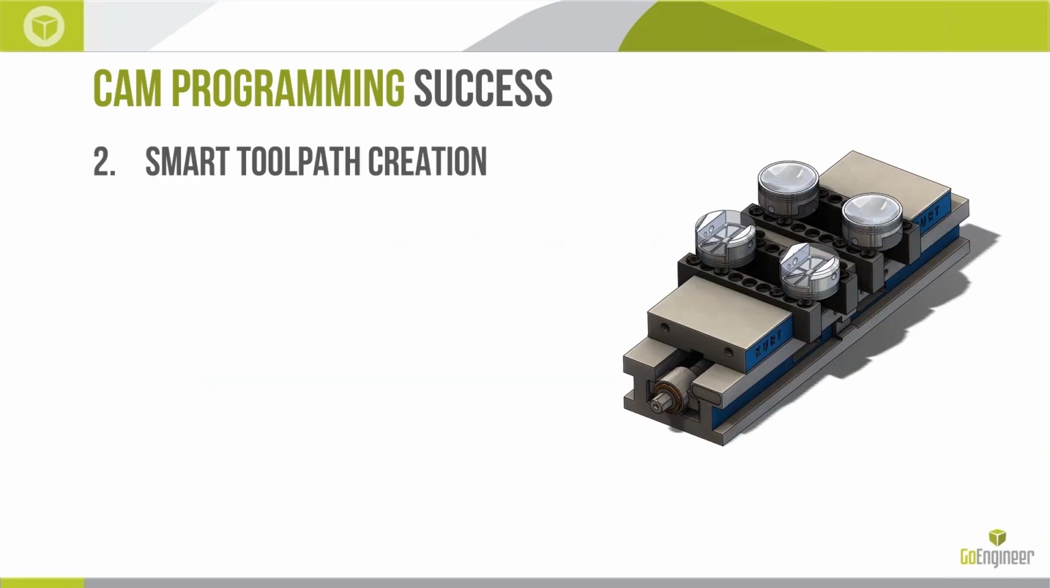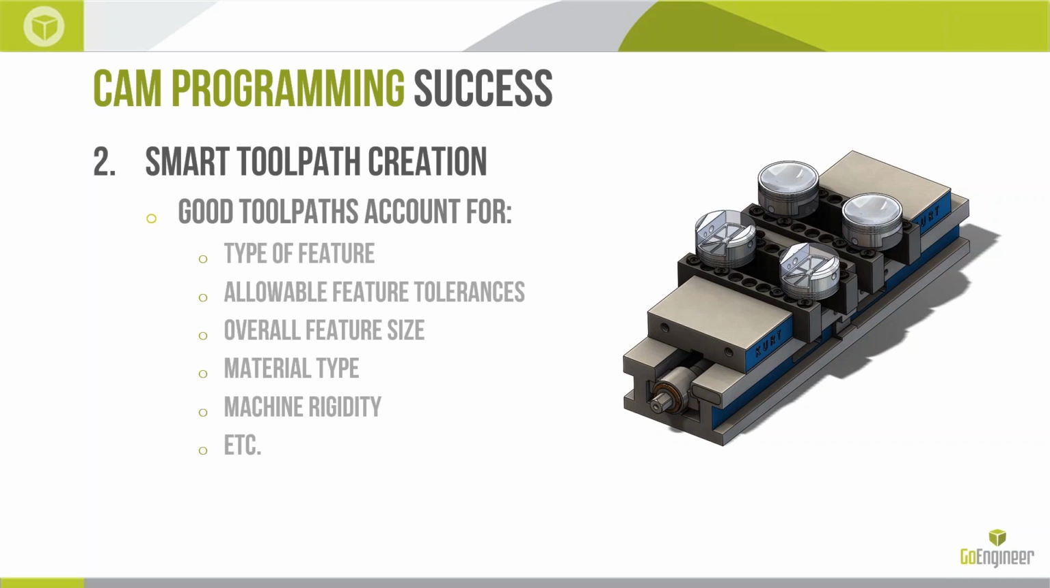Step number 2 to making a CAM program successful for you is it has to create smart toolpaths. So when you're programming by hand, or if you're programming with an operation-based tool, you're looking at the features and you're assessing, what size tool can I fit in that feature? Have I cut this feature in the past? What are the tolerances that I need to hit? What is the depth of the feature, and is that going to affect my tooling selection? How rigid is my machine, etc.?